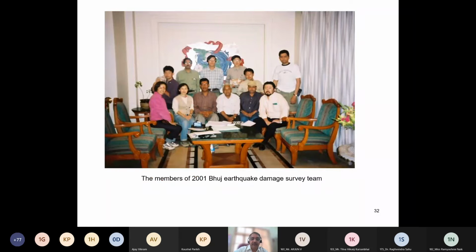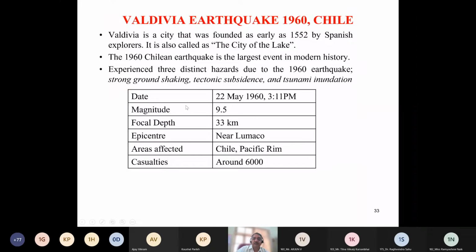Actually, I was involved in this Bhuj earthquake damage survey. This is me, 2001, 20 years back. Then, 20 years back, IIT Roorkee professors were there, and some Japanese team had also come. So together we visited, and most of the photographs I showed later were taken by myself.